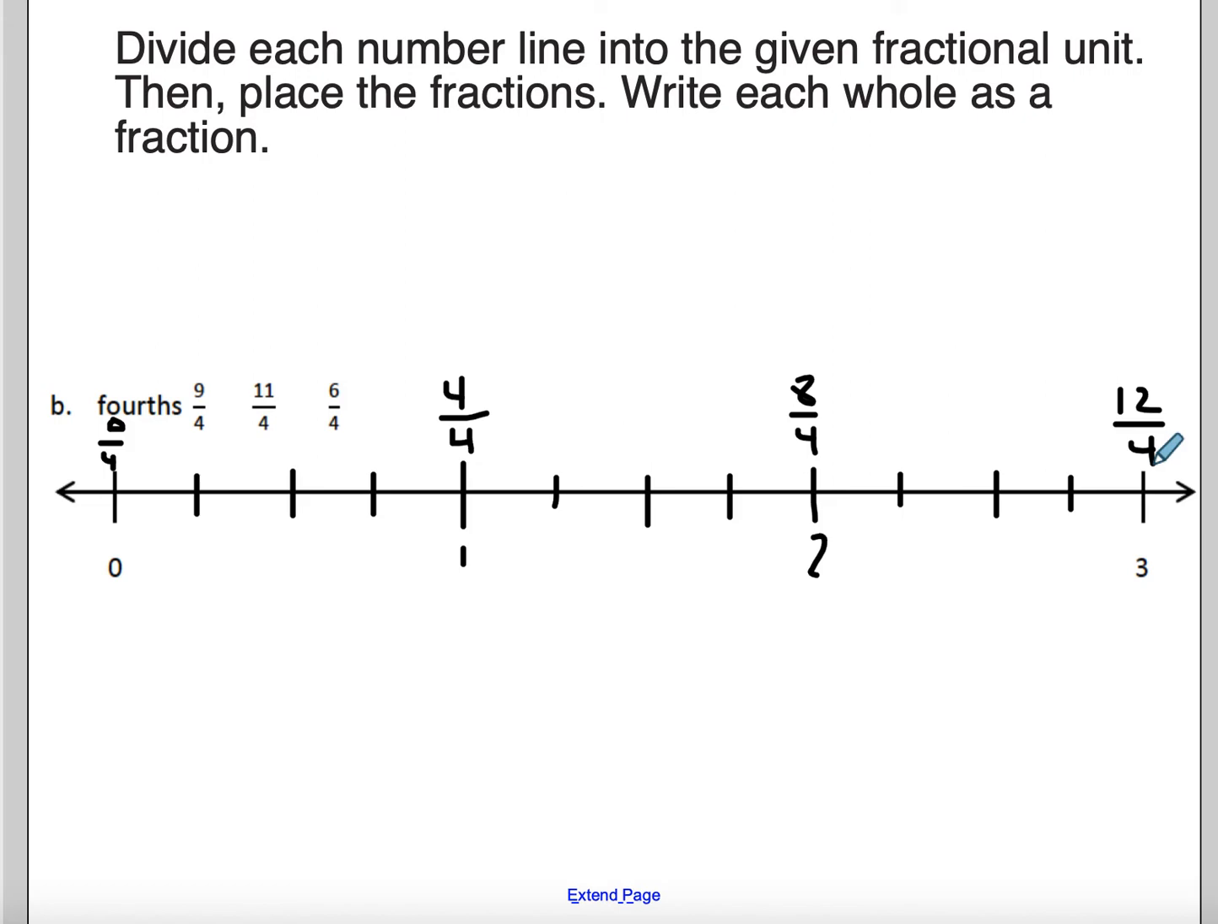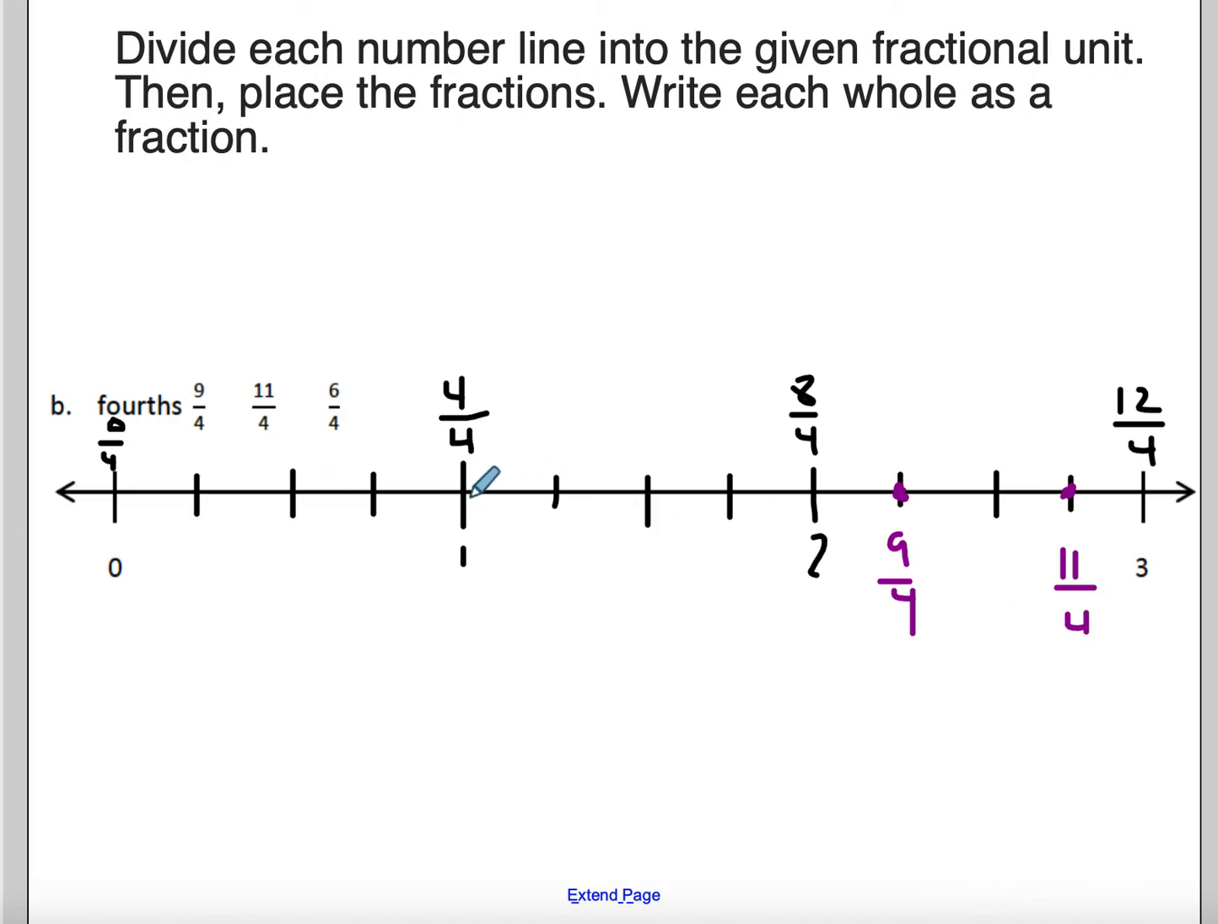So now I'm ready to place 9 fourths, 11 fourths, and 6 fourths on this number line. So 9 fourths would be right after 8 fourths, right? I see 8 fourths here. If I count one more, that's 9 fourths. 11 fourths, well, I can just add 2 more to 9 fourths. 10 fourths, 11 fourths. 11 fourths. And lastly, over here, I see 6 fourths.